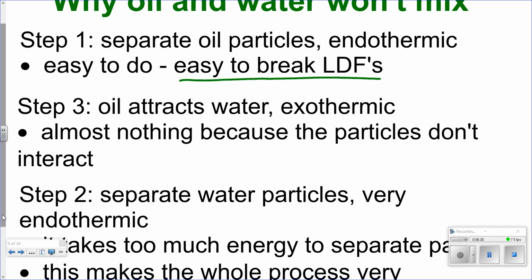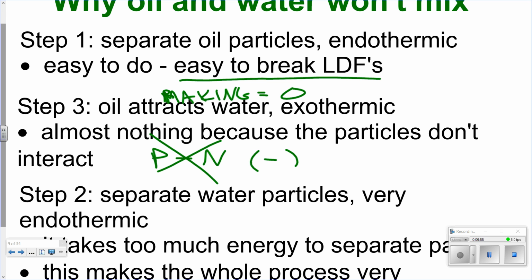Step three, notice I skipped to step three. Oil attracts water, which is exothermic. So we have a connection here. There's almost no interaction whatsoever. So again, with bond making, it's almost zero. Okay, because the two, polar and nonpolar, do not mix. So there's almost nothing here because the particles don't interact. So where I'm looking for my negative exothermic interaction here, it's almost zero. There's almost nothing here to work with.